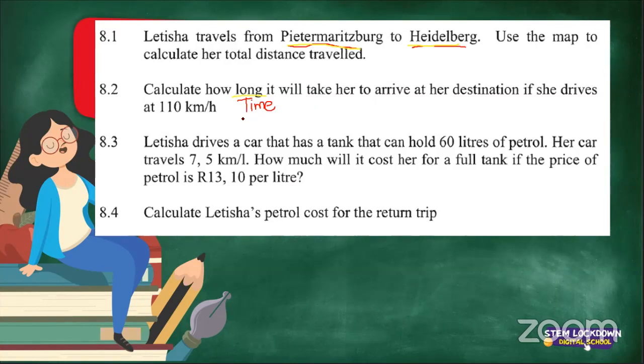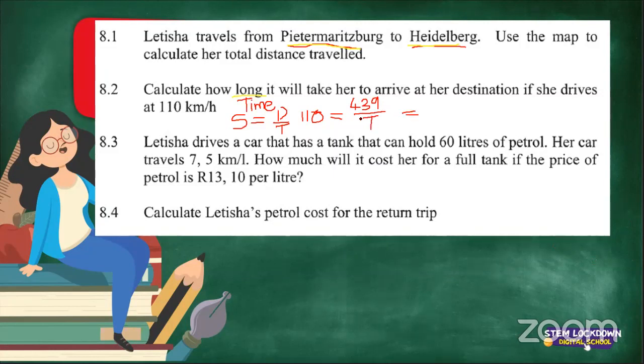Obviously, your formula, the speed is equal to distance over time. So step number one, plug in your values. What is my speed? My speed is 110, is equal to, what is my distance? My distance is 439. Obviously, you know your units. This must be in kilometers per hour, and this must be kilometers. Your time to be in hours.